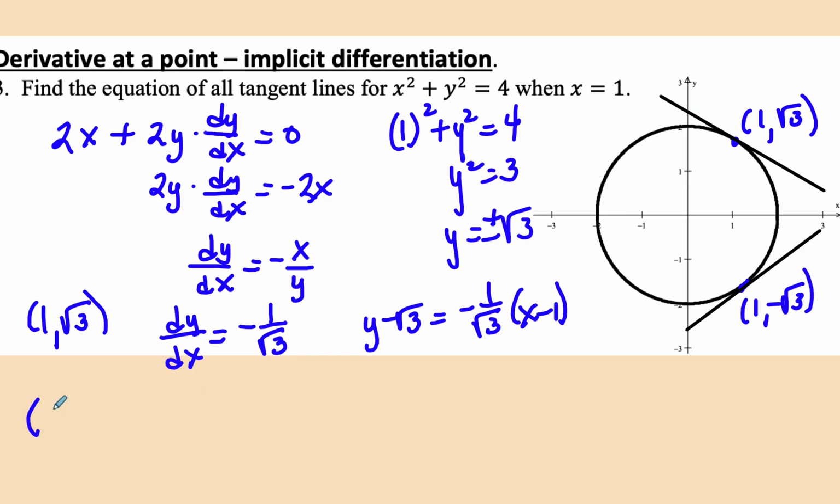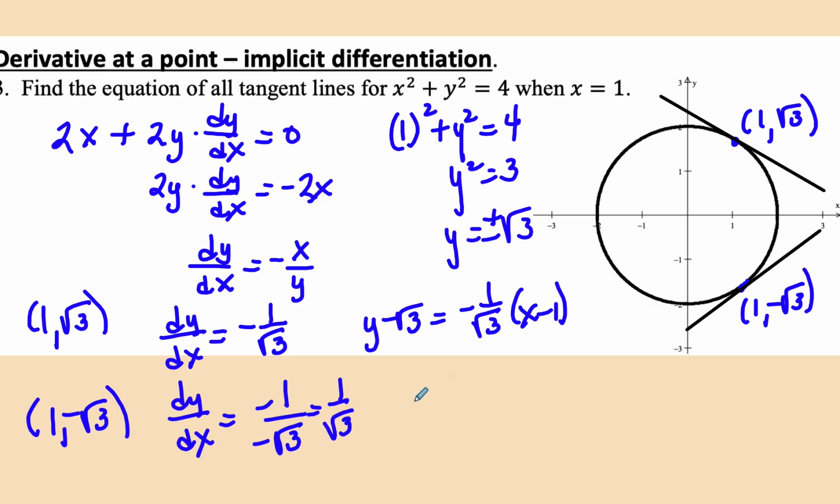Now I'm going to use my other point, and I'm going to substitute it into my slope formula, which is the derivative, and our x is negative 1, and our y is negative root 3, which means I'm going to have a 1 over root 3, a positive slope. So now I can write my equation, and that'll be my equation. And this equation represents that line right there.